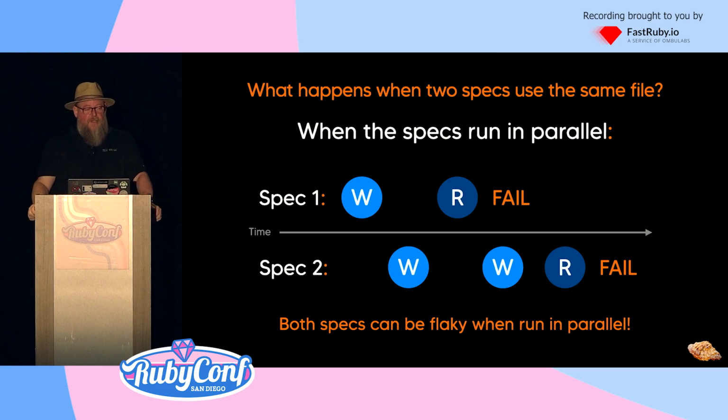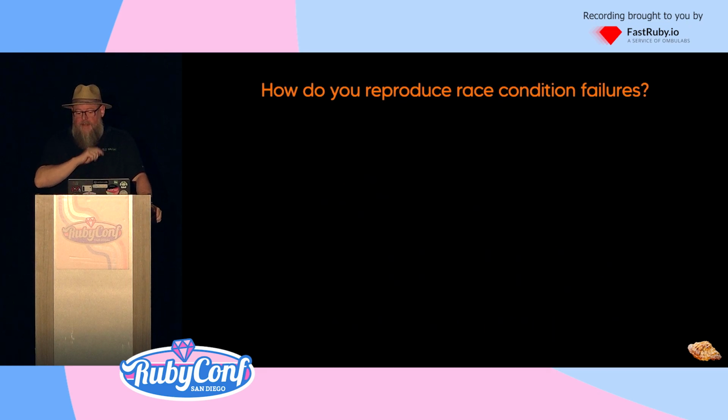Of course, this is asynchronous code, so who knows? It might actually pass. And that's why race conditions are so notoriously hard to reproduce. So how do we go about debugging them if we can't reproduce them? Well, you want to take a methodical approach like we did with the order-dependent specs.